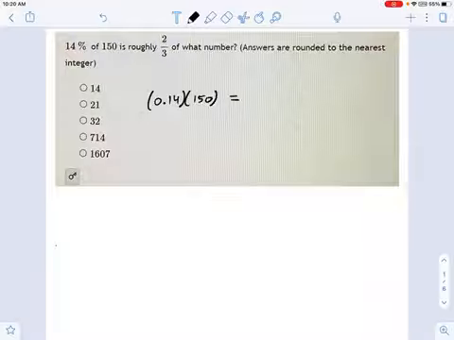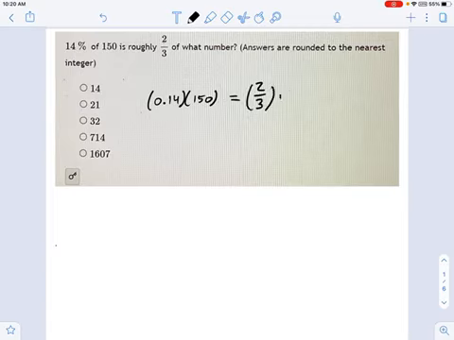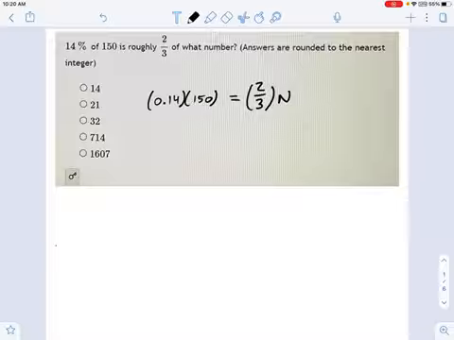Okay, 14% of 150 is, that means equals, roughly 2/3 of what number? So 2/3 of some number n. I don't know what n is, but let's just say 2/3 of it. So how can we balance this equation? In other words, how can we find what n is?